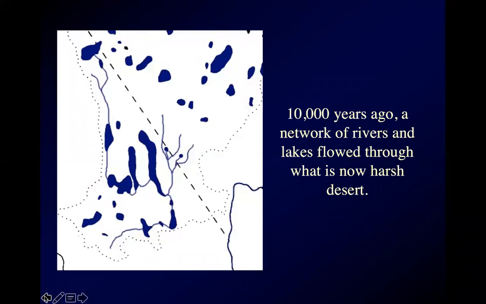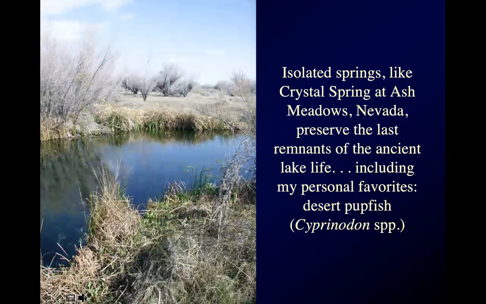There were fish, there were plants, there was a pretty lush ecosystem set of plants and animals living in all those rivers and lakes, as there would be in rivers and lakes anywhere. And this is one of the few little pockets of it that's left. This is Crystal Spring. It's at a location called Ash Meadows National Wildlife Refuge in the state of Nevada, outside the town of Pahrump, which rhymes with dump, crystal meth capital of the state.